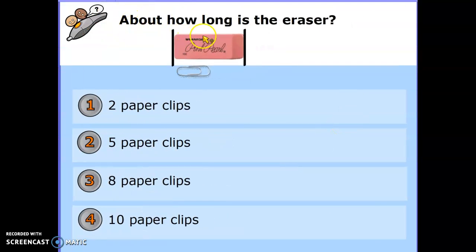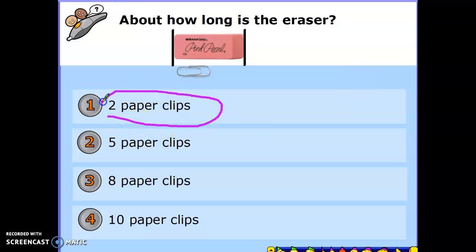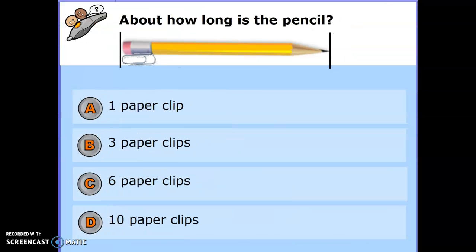Alright, about how long is the eraser? We see here is 1 paper clip. So we have 1 paper clip. Look at that. So we're estimating, is it going to be 2 paper clips long? Is it going to be 5, 8, or 10? There's only one correct answer here, and if you said 2 paper clips, you are correct. Good job.